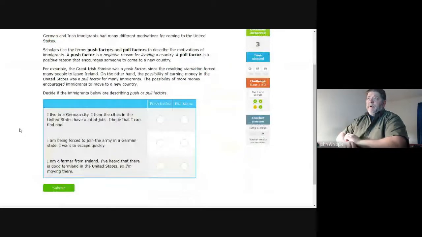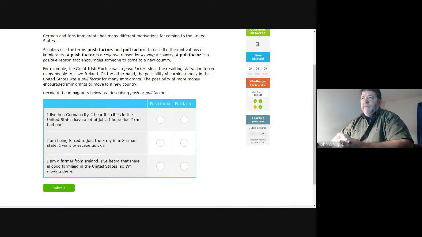German and Irish immigrants had many different motivations for coming to the United States. Scholars use the terms push factors and pull factors to describe the motivations of immigrants. A push factor is a negative reason for leaving a country. A pull factor is a positive reason that encourages someone to come to a new country. For example, the Great Irish Famine was a push factor, since the resulting starvation forced many people to leave Ireland. On the other hand, the possibility of earning money in the United States was a pull factor for many immigrants. The possibility of more money encouraged immigrants to move to a new country.